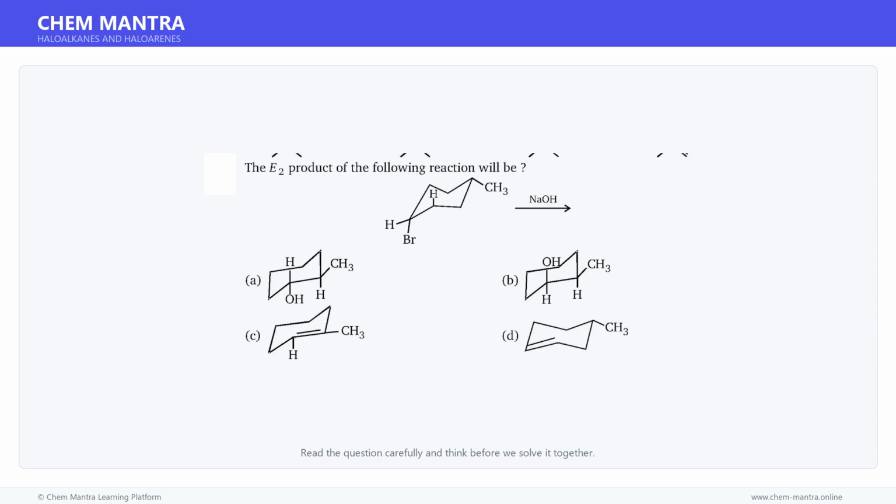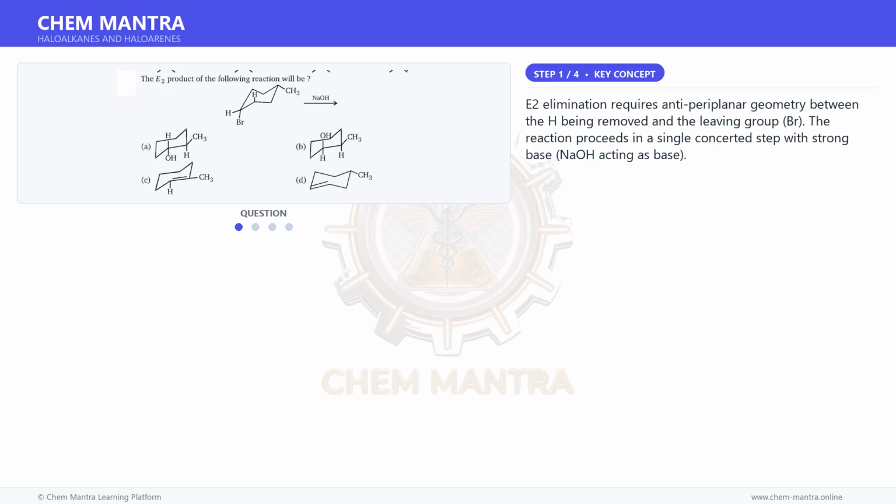Here is a question. Read it carefully and think about the answer. Let us solve it step by step. Let us first understand the key concept here. E2 elimination requires anti-periplanar geometry between the H being removed and the leaving group, Br. The reaction proceeds in a single concerted step with strong base, now H acting as base.